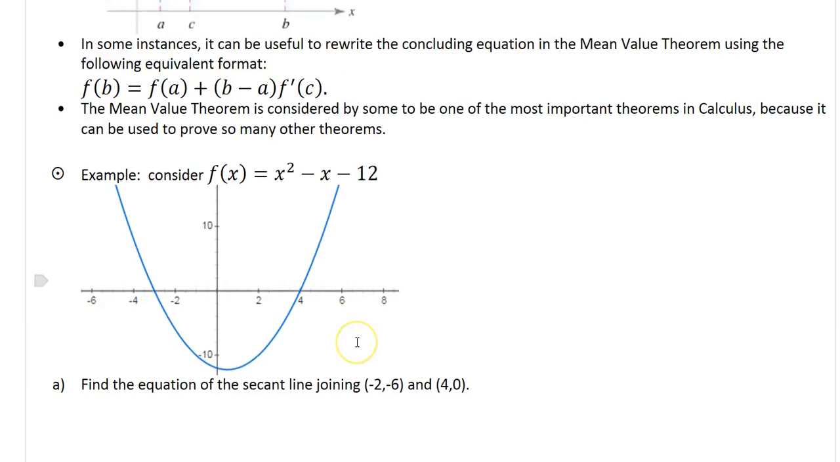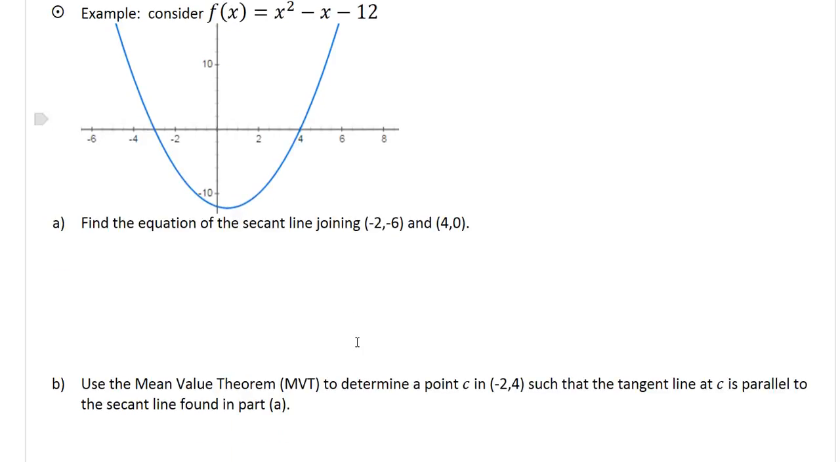So let's look at an example. I want to consider f of x equals x squared minus x minus 12. And I want to find the equation of the secant line joining the points (-2, -6) and (4, 0). So we can see those points about here and here. So we know that we're going to be looking for the equation of roughly this line.